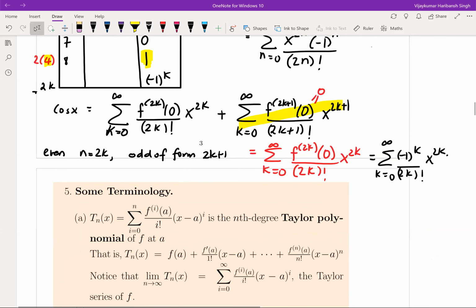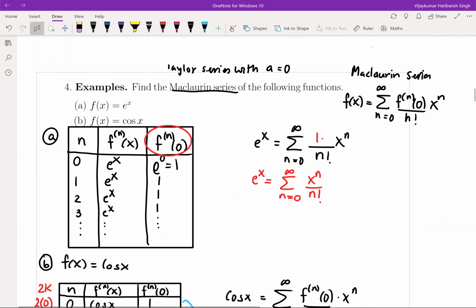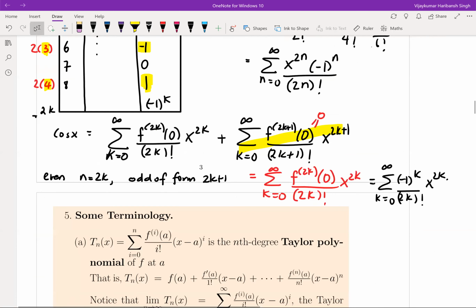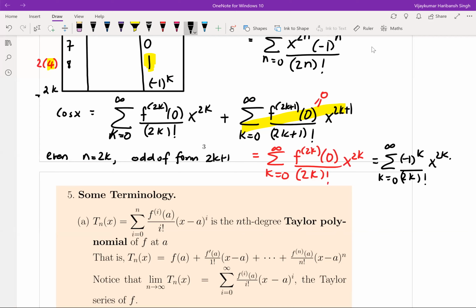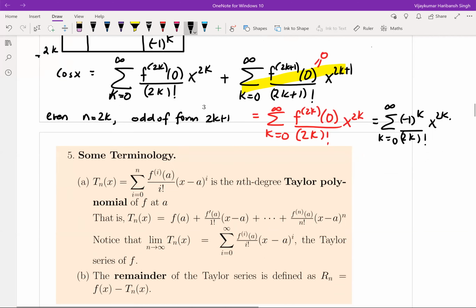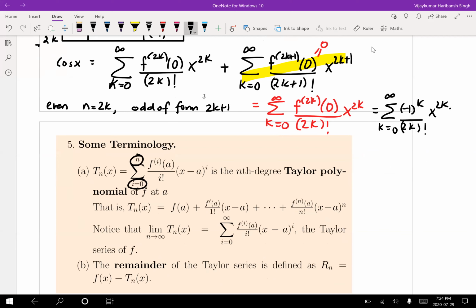Now, this is how you find out the Taylor series at a equals 0. So essentially we have found the Maclaurin series, which is the Taylor series at 0. Now a few more terminologies. Your calculator uses the Taylor series to approximate sine and cosine. Approximation would mean you stop after a certain stage, so you are only computing, say, from 0 to n. And that looks like a polynomial of degree n, right? So that is called the nth degree Taylor polynomial.